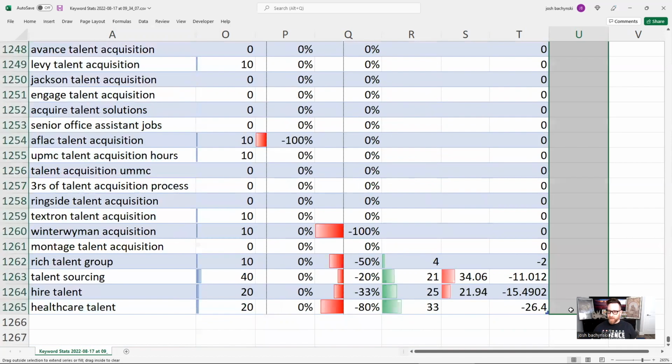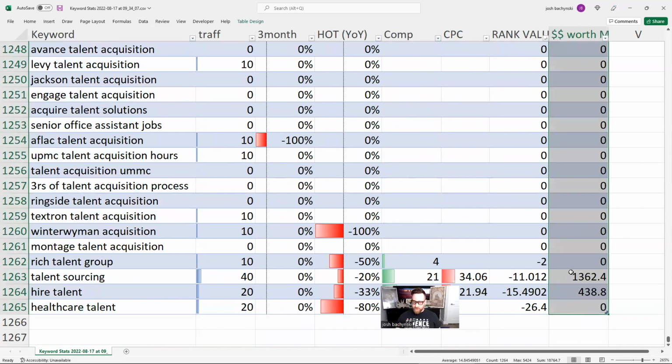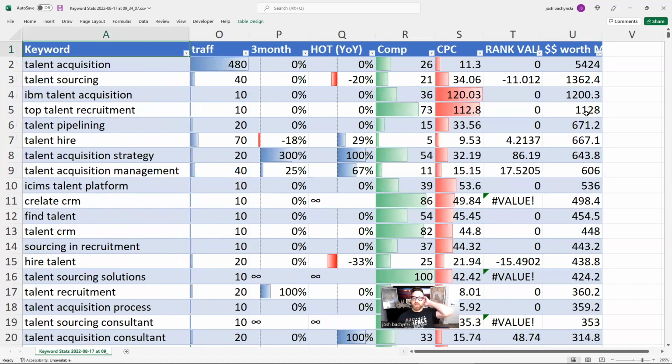All the way down here. Okay, bring that over. There we go. The most lucrative SEO keywords for them to rank for would be sorted by this. So even though it's $480 a month, people are willing to pay $11, so that's higher. Or $40 a month, they're willing to pay $34. Or even IBM Talent Acquisition at 10 searches a month, they're willing to pay $120 at the top.